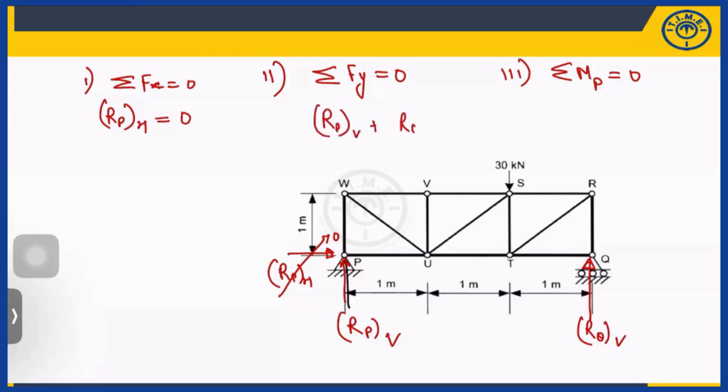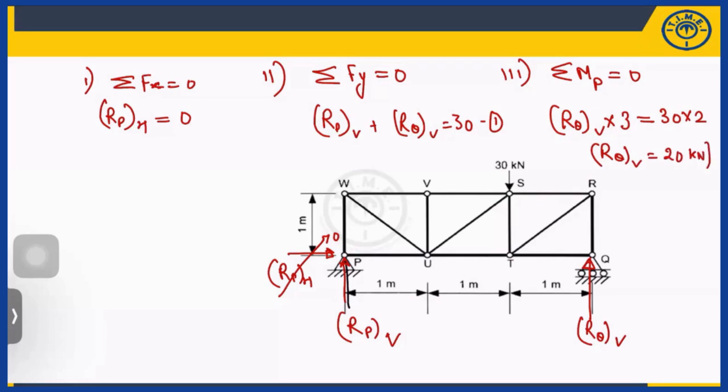RPV plus RQV is equal to 30. This is the first equation. Now, if you take the moment about P point, what are the forces which create the moment? This force and this force. So RQV into what is the distance from this point? 3 is equal to, because it is creating an anti-clockwise moment. So there is a clockwise moment of 30 into 2. That means RQV value you are getting as 20 kilonewton. 20 kilonewton RQV you got. What is the RPV? 10 kilonewton.